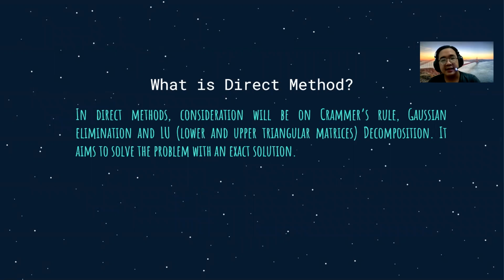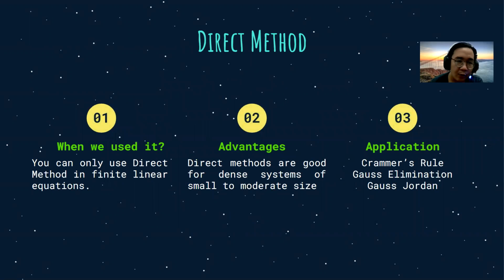So, what is the direct method? In the direct method, consideration will be on Cramer's rule, Gaussian elimination, and lower upper triangular matrix decomposition. It aims to solve the problem with an exact solution. You can only use the direct method for finite linear equations.